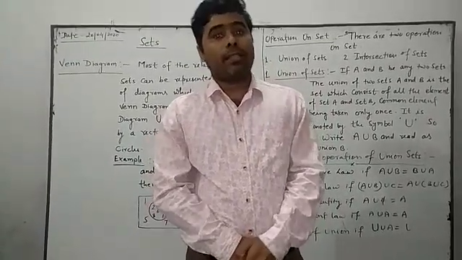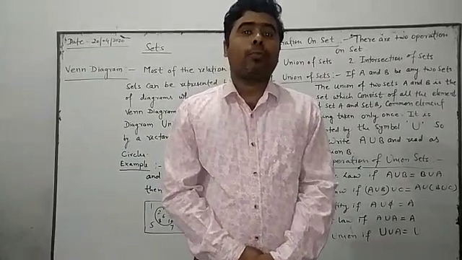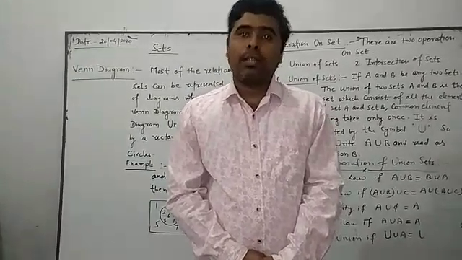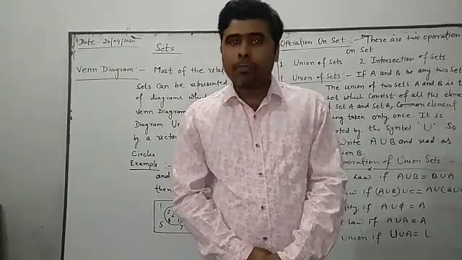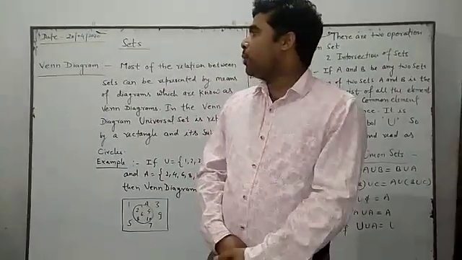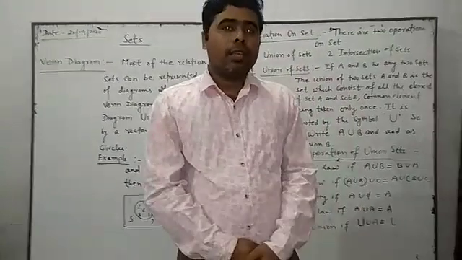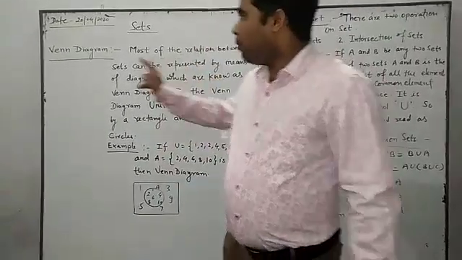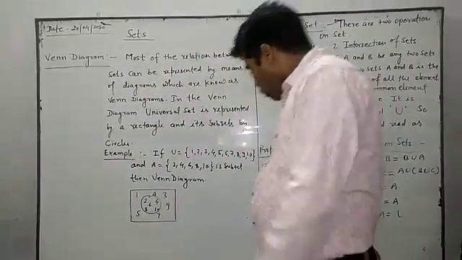I want to discuss, after completing the topics set, representation of set and type of set, one more important point of the sets. The important point here is the Venn diagram. What is a Venn diagram?